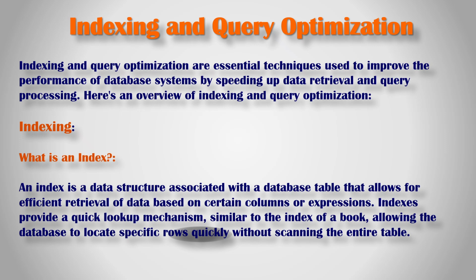Indexing. What is an index? An index is a data structure associated with a database table that allows for efficient retrieval of data based on certain columns or expressions. Indexes provide a quick lookup mechanism, similar to the index of a book, allowing the database to locate specific rows quickly without scanning the entire table.